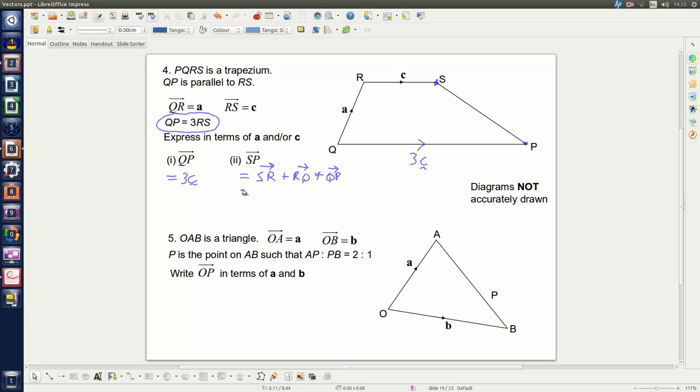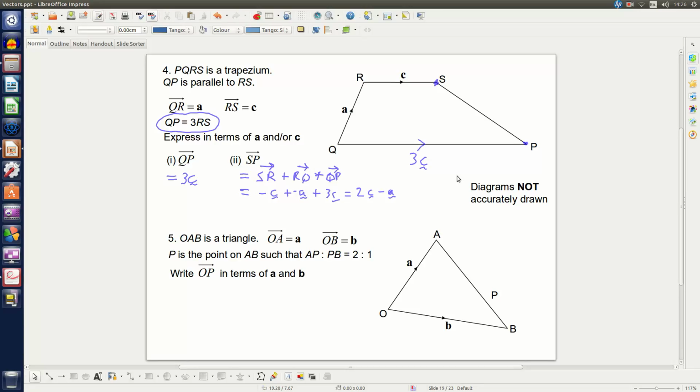That gives me S to R is going to be minus C because I'm going backwards along the line. R to Q is going to be minus A because once again I'm going backwards down the line. So let's put a little minus in there. And then lastly Q to P is going to be positive 3C because that's going in the right direction. All we've got to do now is simplify that and you get 2C minus A. And the question's done.